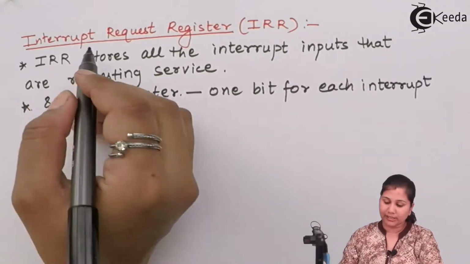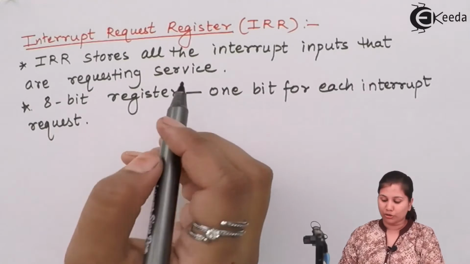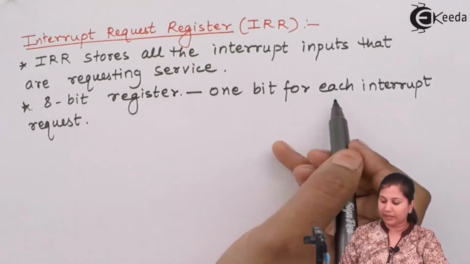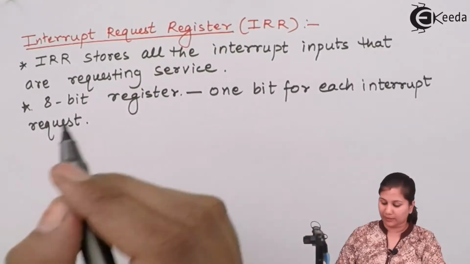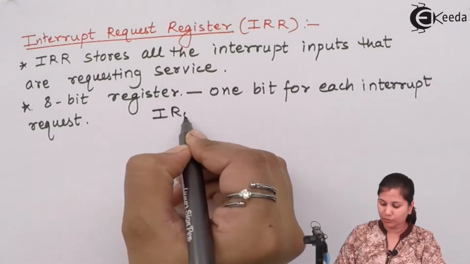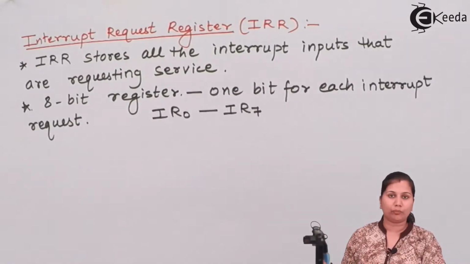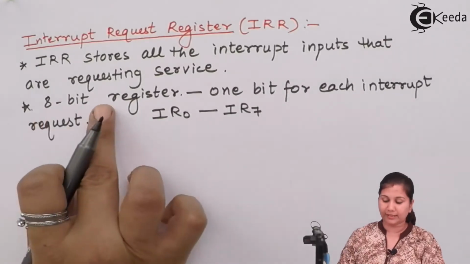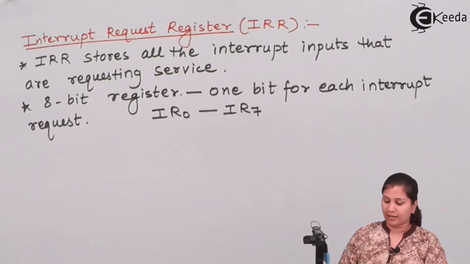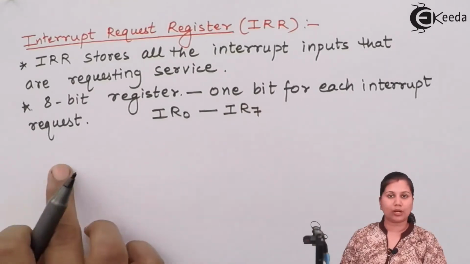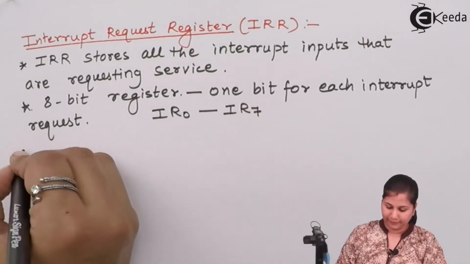So this is an 8-bit register. 8-bit register means 1 bit is for each interrupt request, that is from IR0 to IR7. So 1 bit is assigned for one interrupt request, so it is an 8-bit register, and 1 bit is for each interrupt request.